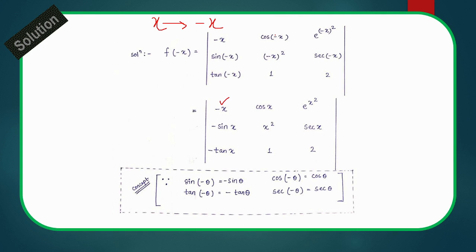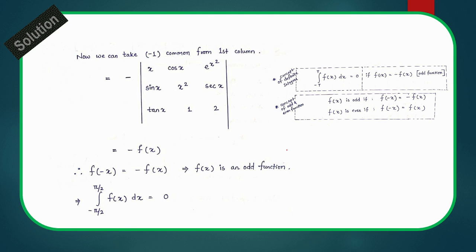Cos of minus x will be cos x, because we know that cos of minus theta equals cos theta. Similarly sec of minus theta equals sec theta, so sec of minus x equals sec x. Sin and tan are similar. Sin of minus theta equals minus sin theta. Tan of minus theta equals minus tan theta. So sin of minus x will be minus sin x and tan of minus x will be minus tan x. So these are the things we have to keep in mind.